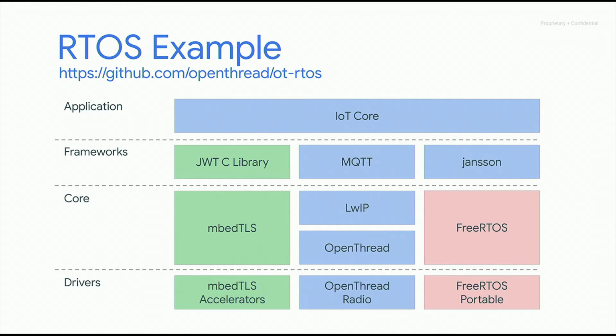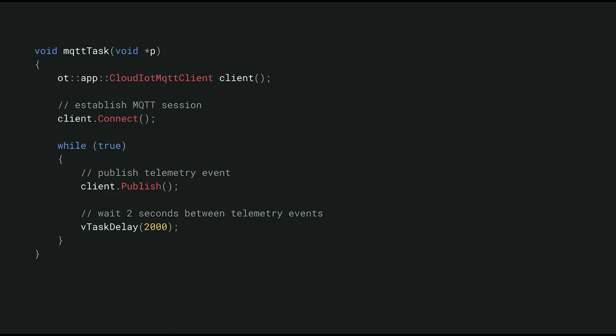For networking, we'll use lightweight IP or LWIP, allowing us to leverage application frameworks that have already been built on top of LWIP, including MQTT. For security, this example leverages Mbed TLS and a JWT-C library for security. And for the RTOS, we'll use FreeRTOS. Now let's walk through some of the code. So here's the main control loop that runs on the Thread device. It's pretty simple. It starts by establishing an MQTT session to IoT Core, and then it sits in a while loop, publishing telemetry events every 2 seconds.